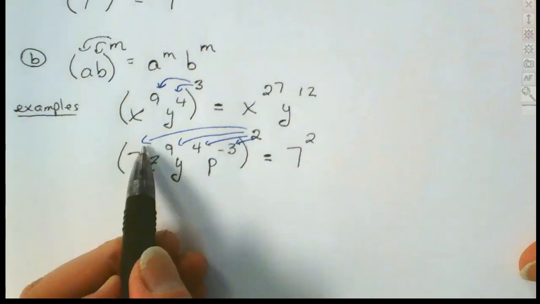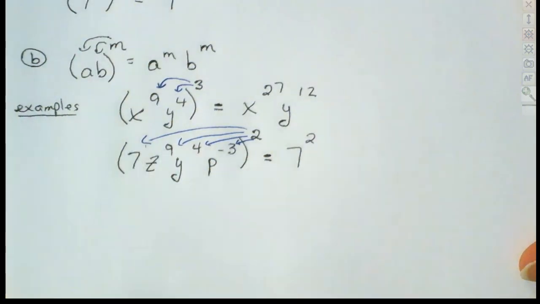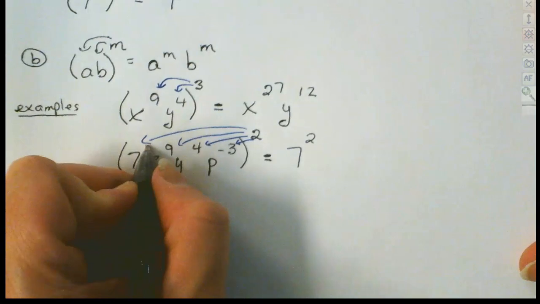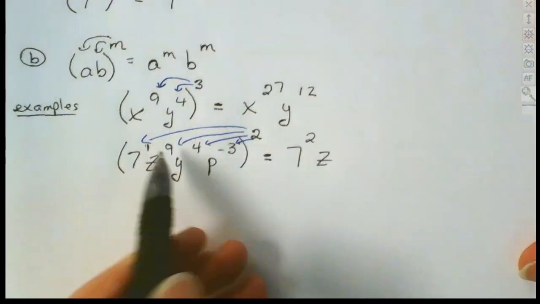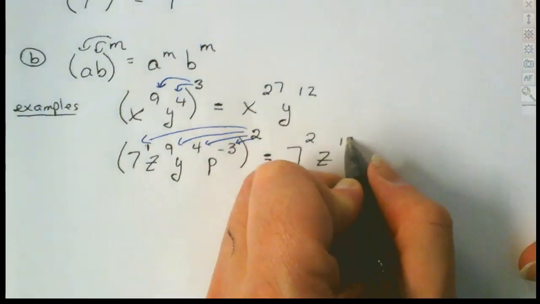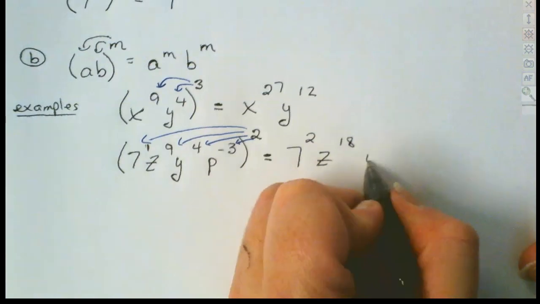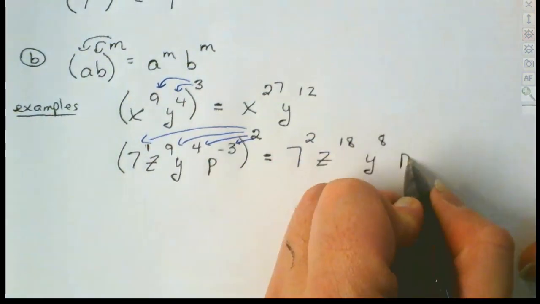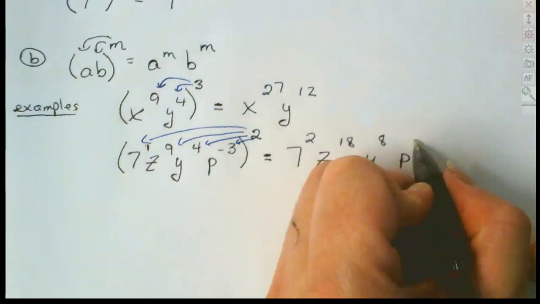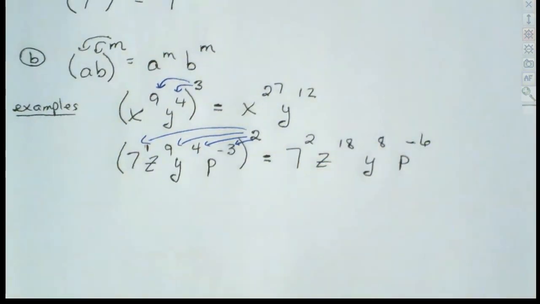If there's no number, it's assumed to be a 1. So if there's no number for the exponent, we assume it's an exponent or power of 1. And 2 times 1 is 2, so that becomes 7 squared. Then we have z to the 9 times 2, which is 18. We have y to the 8th power. And then we have p to the negative 6th power. Okay, is everyone all right with that so far?